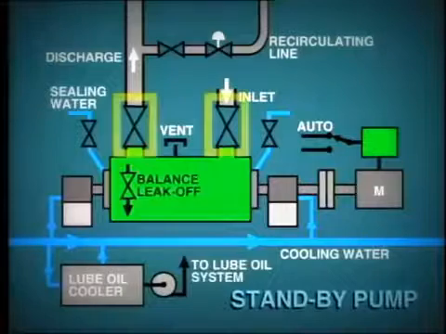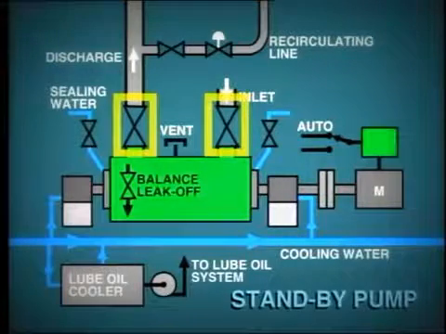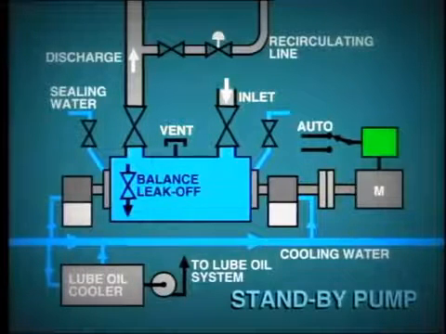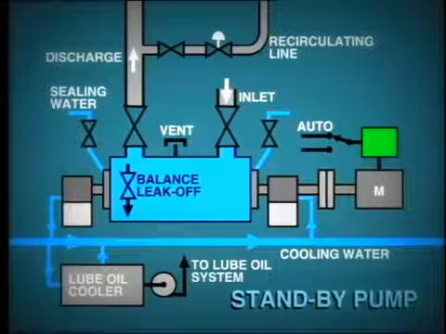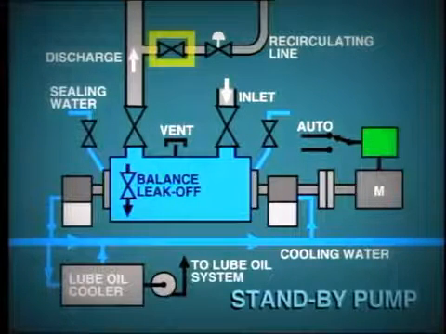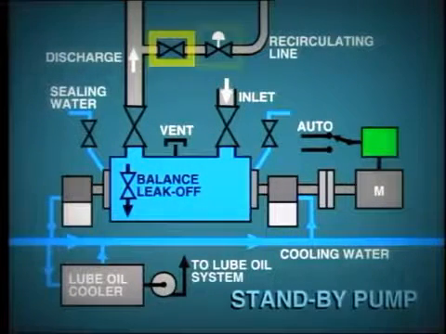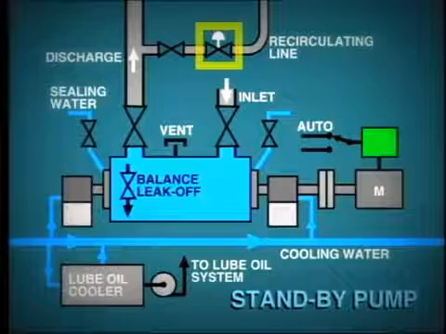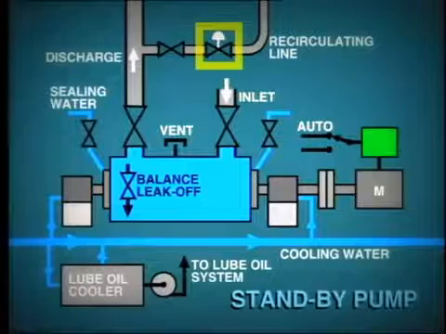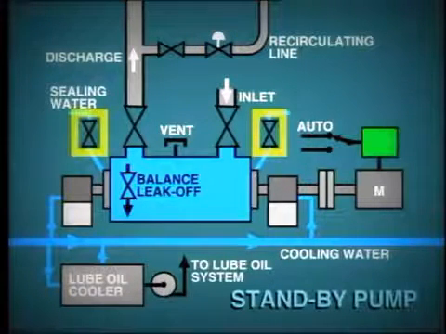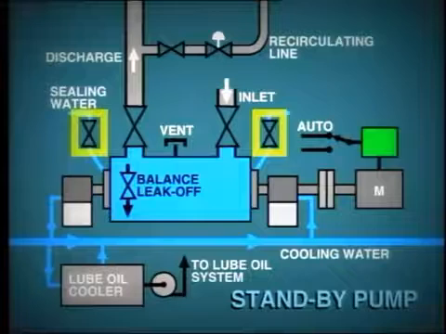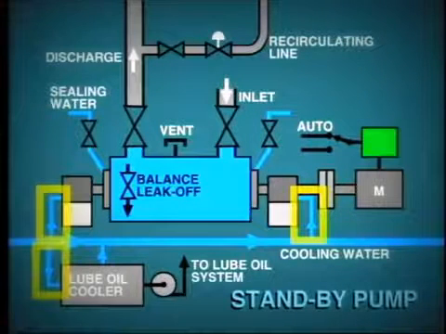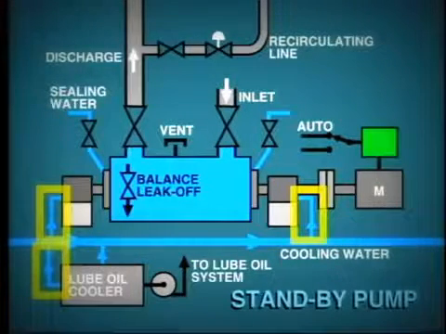For example, on the standby pump, you will typically need to make sure that the inlet and outlet isolating valves are open. The pump is fully charged with water and all air has been vented. The recirculating line isolating valves are open. The recirculating line control valves should be open as there is no flow passing through this standby pump. Sealing water is being supplied to the glands. Cooling water is being supplied to the bearings and the lube oil cooler.